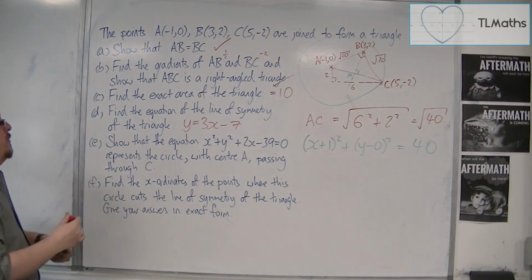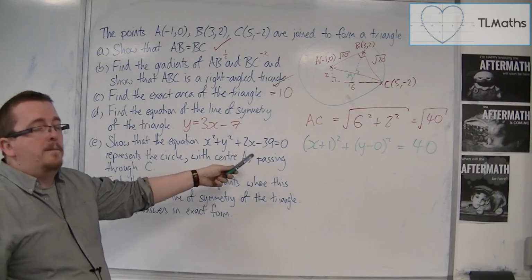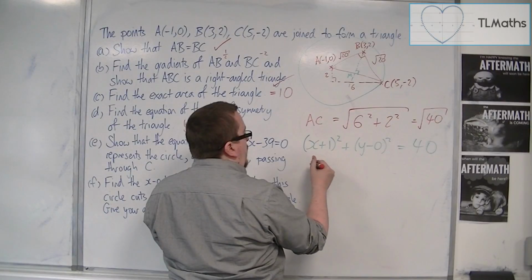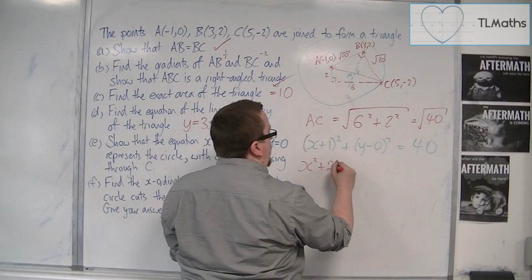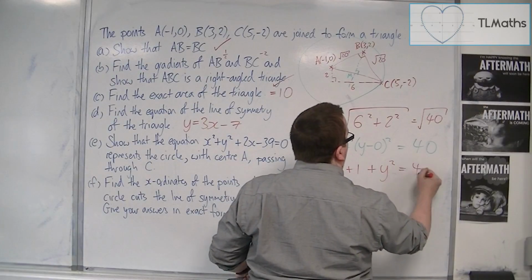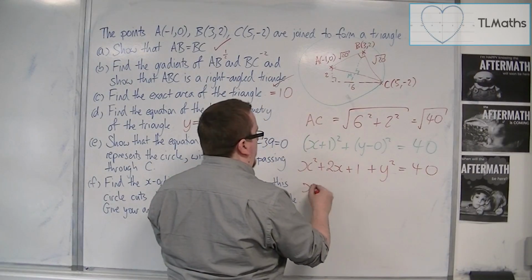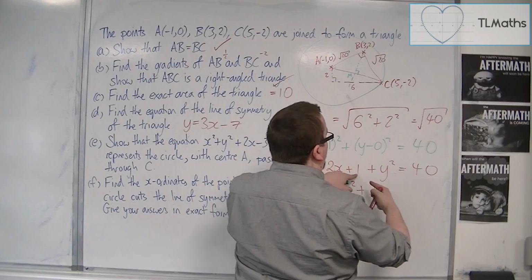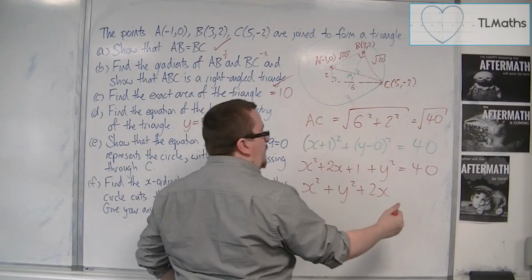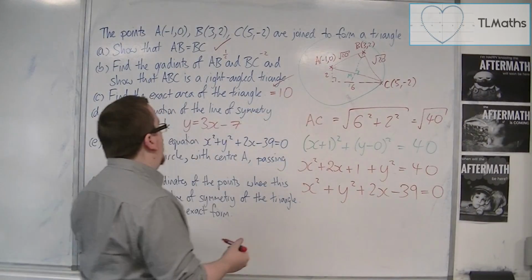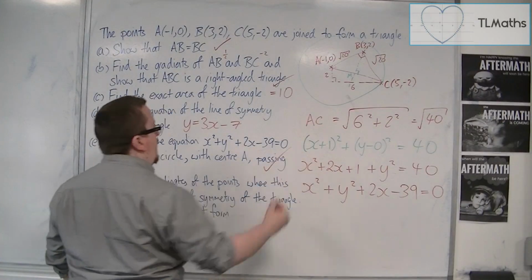So what I want to do is expand this into this format. So x plus 1 squared is x squared plus 2x plus 1. This is just y squared, and I've got 40 on the right-hand side. So I've got x squared plus the y squared plus the 2x. Take 40 from both sides. 1 take away 40 is minus 39. And that gets me to exactly what they wanted.